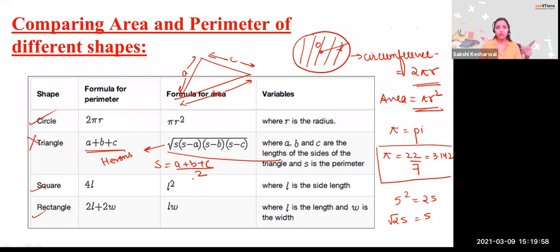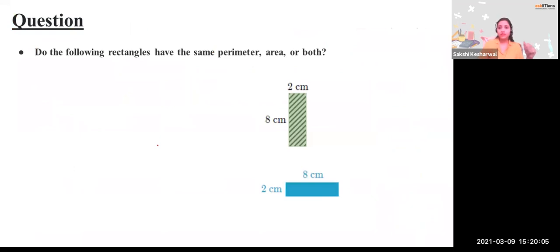But I'll be teaching you this part in class 9, so don't worry about it for sure, but right now just have patience for this. Okay, now let's do the questions on it.